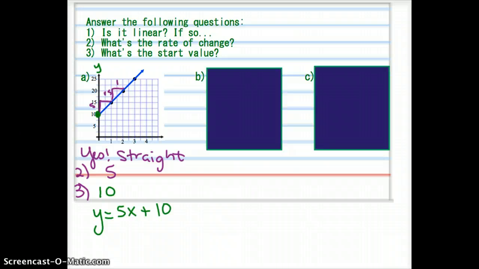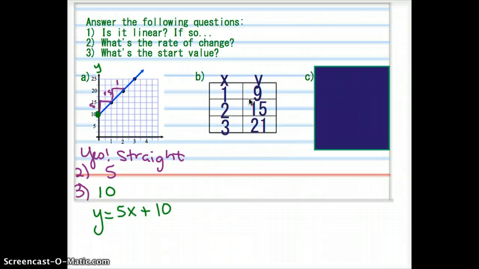Okay. Looking at B, in this case, all right, this one's kind of tricky. Here's the x-y table. X is 1, 2, and 3, and y is 9, 15, and 21. So to find if it's linear, we need to check if it has a constant rate. Look, x is always going up by 1 here. So that's good because then I only have to check if y has the same rate every time.